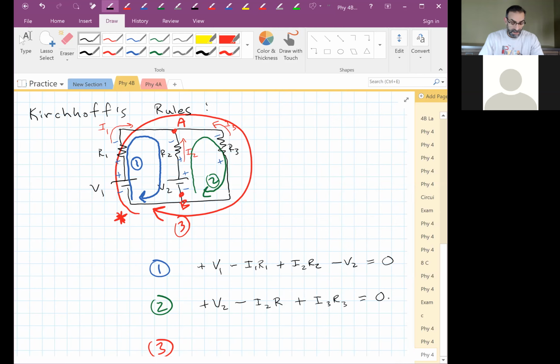All right, one more. We'll go around loop 3, around the perimeter, the outside of the whole thing.